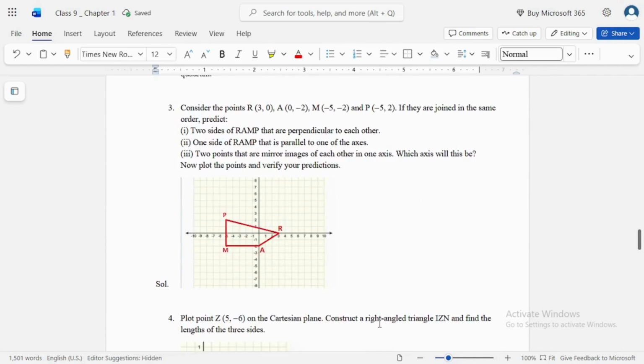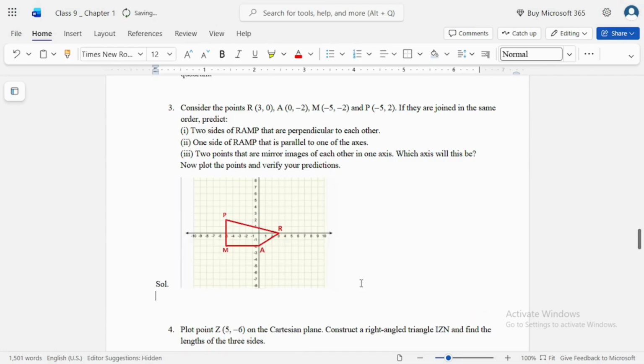Okay, moving to question number 3. It says, consider the points R (3, 0), A (0, -2), M, P if they are joined in the same order. Predict. Okay, so first I have plotted these points R, A, M, P on the graph sheet. Now let's solve part number 1. Two sides of ramp that are perpendicular to each other. So from this image we can see side PM is perpendicular to side AM.